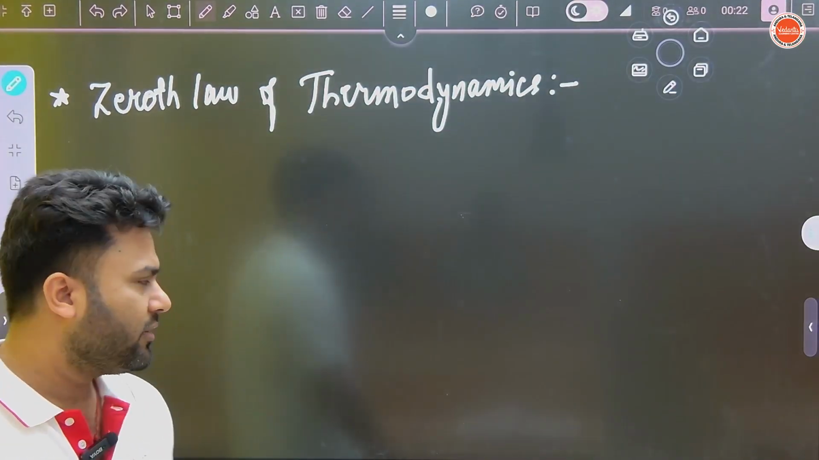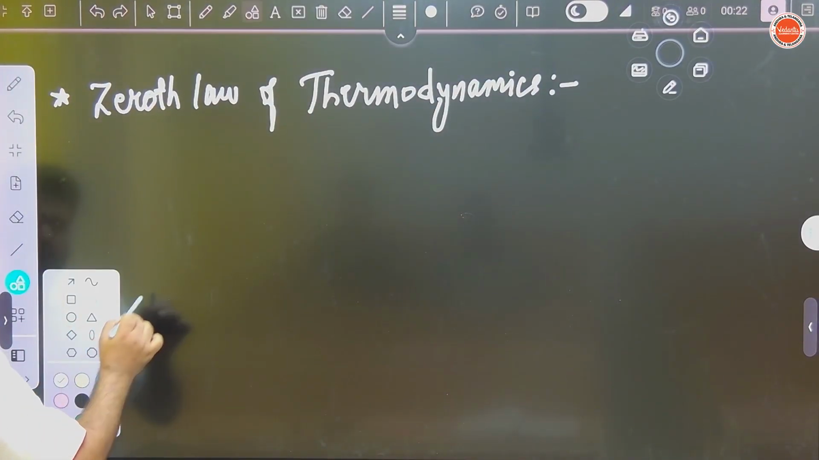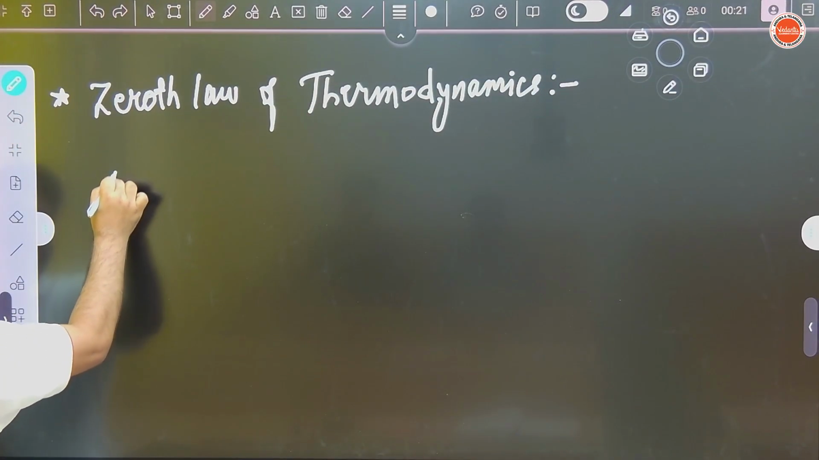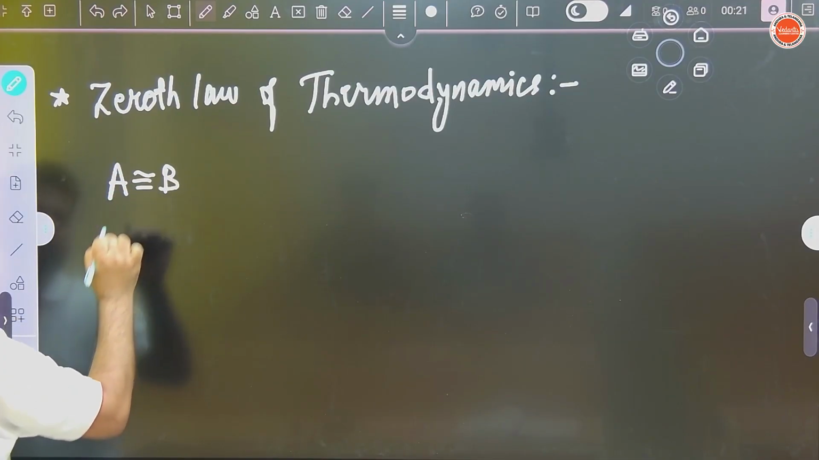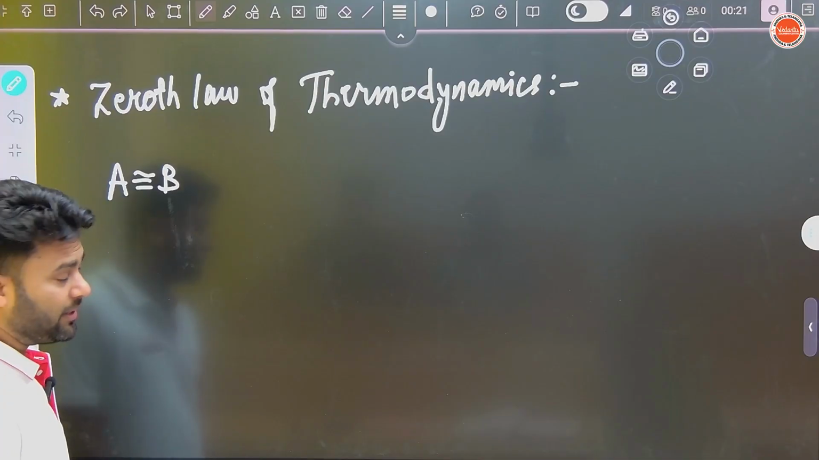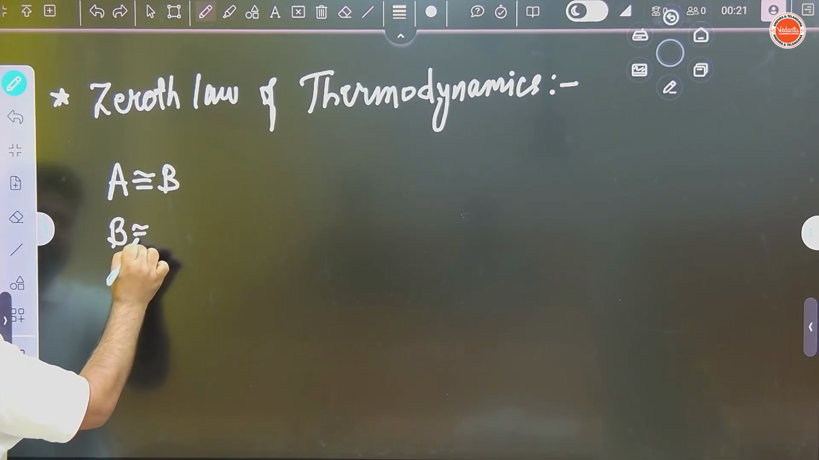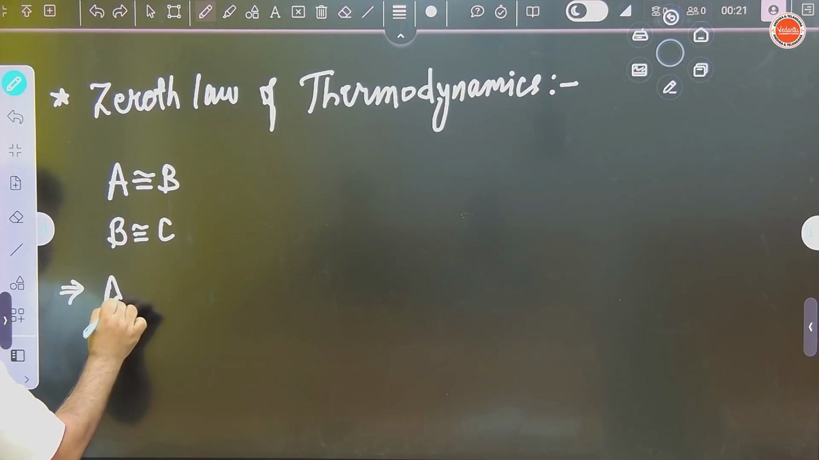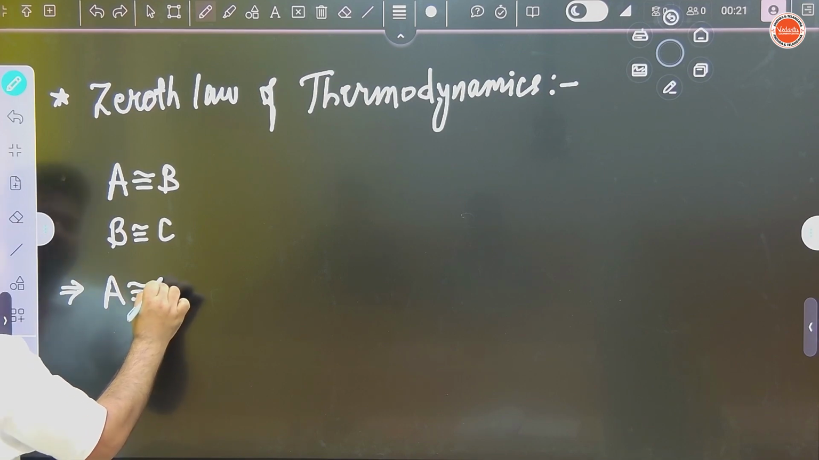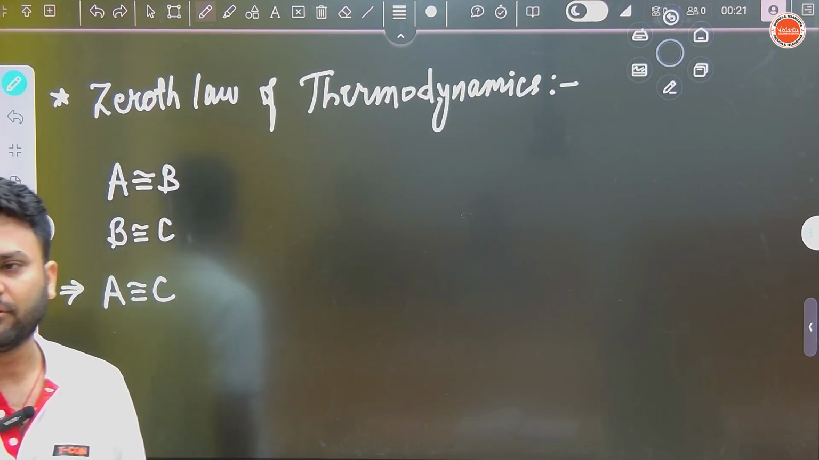What is the zeroth law? It says that if body A is in thermal equilibrium with B, and body B is in thermal equilibrium with body C, then body A will be in thermal equilibrium with body C. This symbol I am representing for thermal equilibrium.